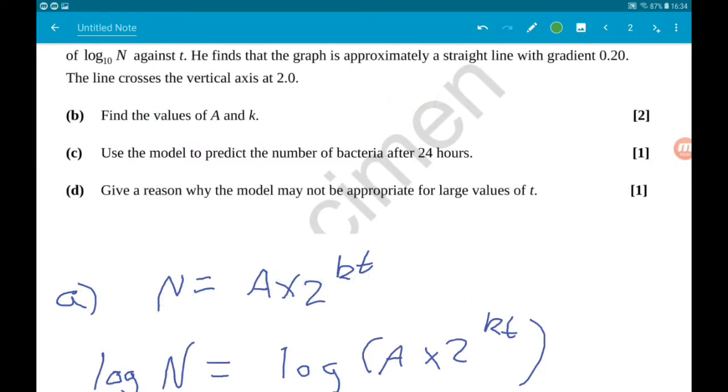Okay, then part D, classic question you usually always get one like this. We want to give a reason why the model may not be appropriate for large values of t. So, the answer is that there is no cap or limit to the model. So, by the model, as time gets bigger and bigger and bigger, the number of bacteria tends to infinity, which can't happen, it's only on a piece of bread. So that would be why the model would be inappropriate in the long term. Cool.